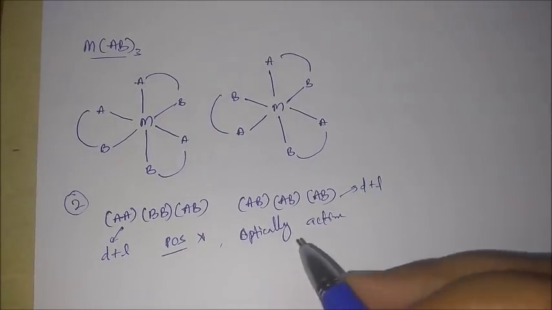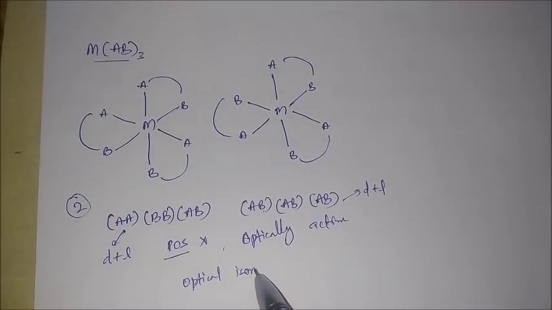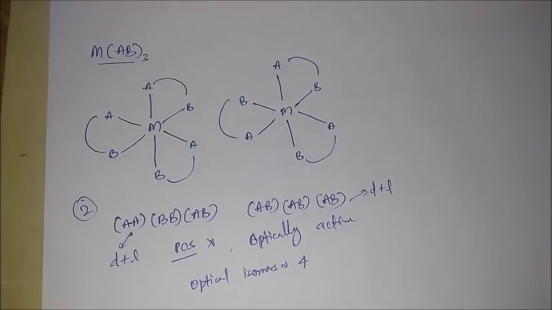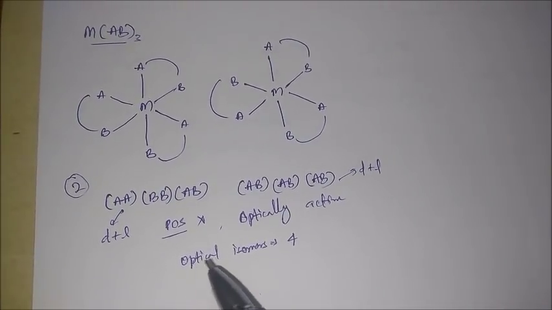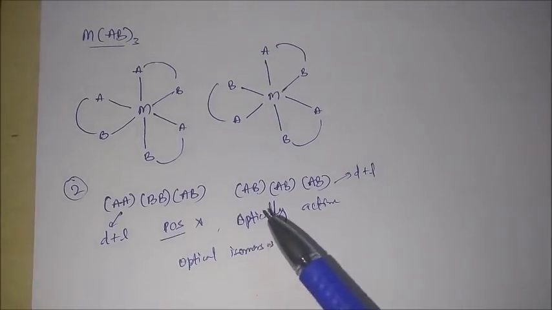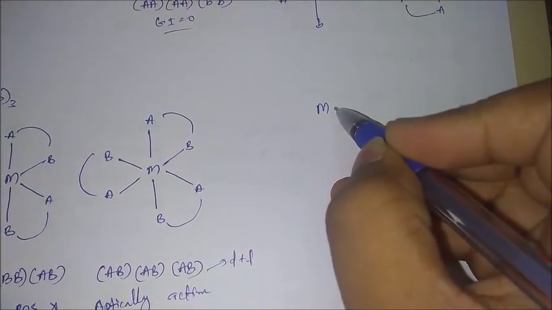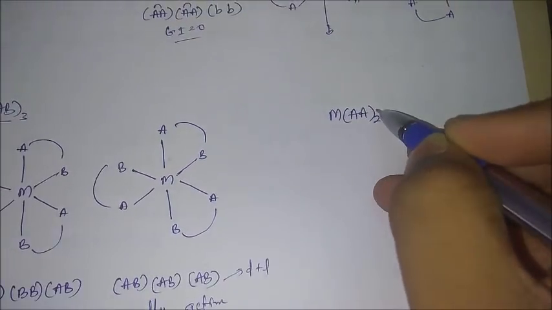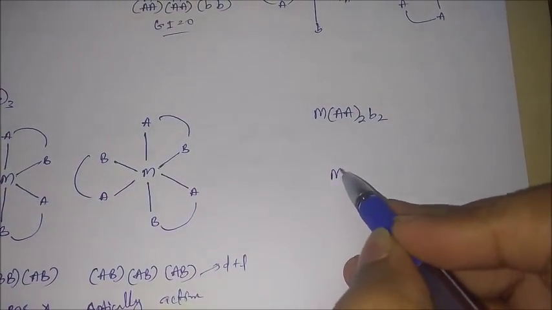So how many optical isomers are there? 4. So these are 4 optical isomers. Okay, let's move on to one more example. Let's take MAA twice and B2. First of all, let's try to draw it.